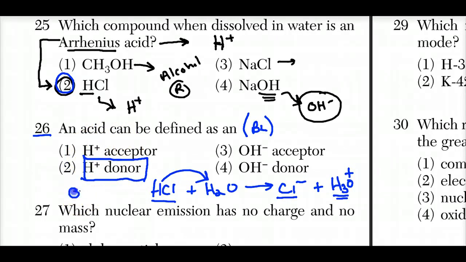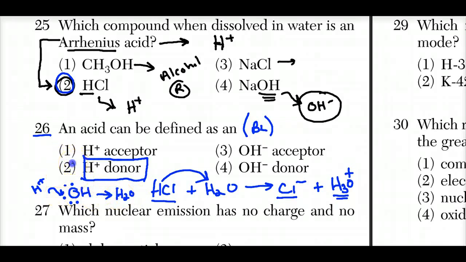A hydroxide is a base because it can accept an H+ with its lone pair of electrons. That's why hydroxides act as bases. They go from OH-, accept a proton, and look what they become: water. H+ plus OH- equals water. In any case, the answer is 2.